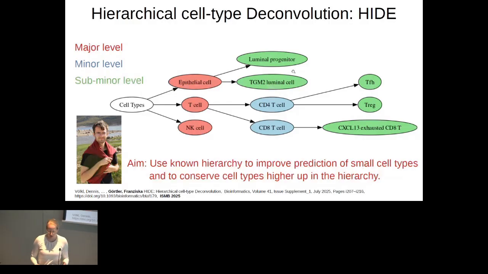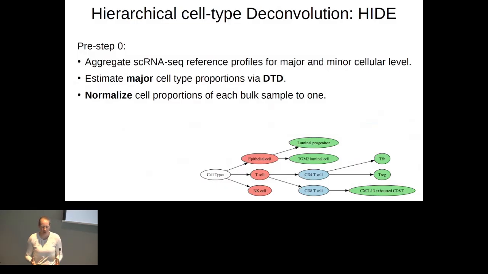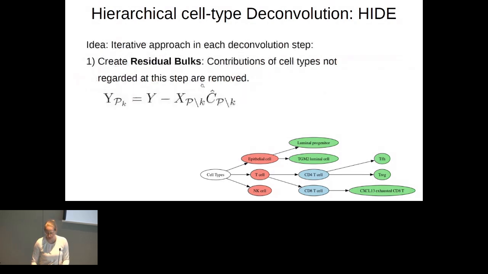And why do we want to do this? We want to use this hierarchy to predict small cell types, to improve the prediction of small cell types, and also to conserve the results of the cell types higher up in the hierarchy. So what is our pre-step? So pre-step, we're just concentrating on the main cell types, and this is we're using our digital tissue deconvolution algorithm, which I explained before, to calculate the cell type contributions of the main cell types and on normalized samples.